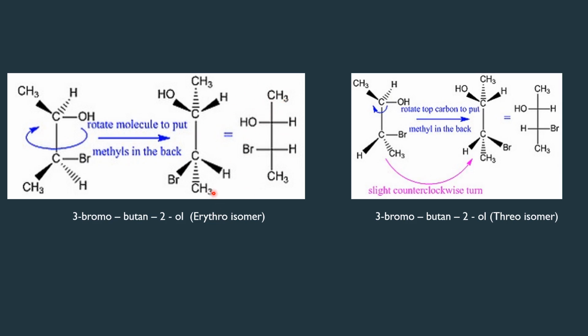You can see the two similar groups, hydrogen, hydrogen, methyl, methyl, are on the same side, and the two groups which are different, A A, B B, X Y. So this molecule can be assigned erythro-threo notation, and here similar groups are on the same side. Therefore, this is the erythro isomer, and here is the threo isomer.